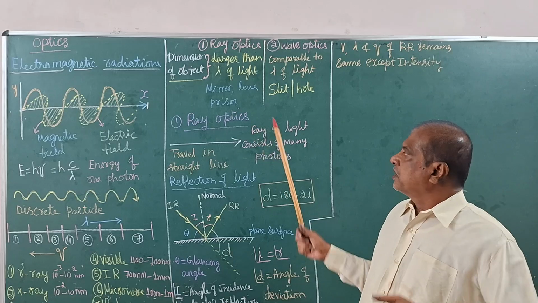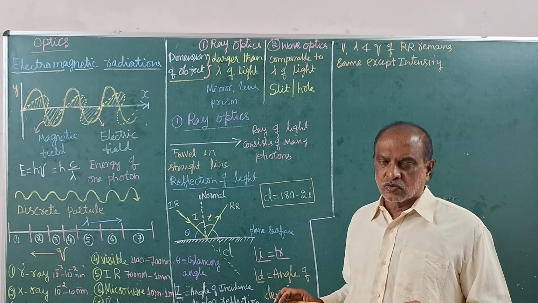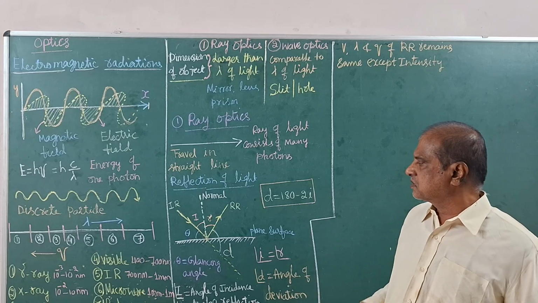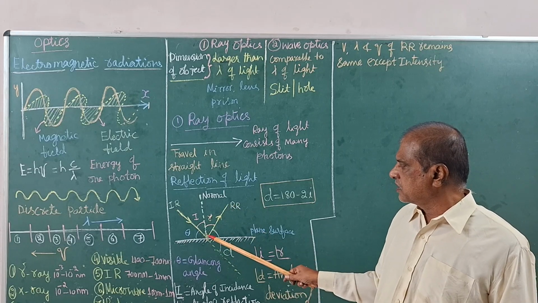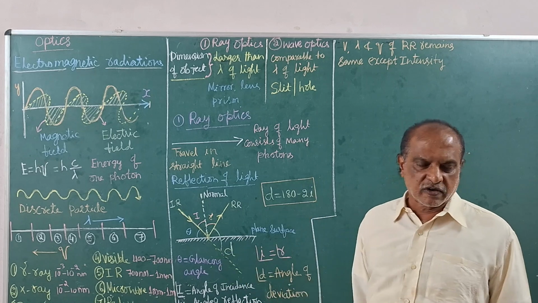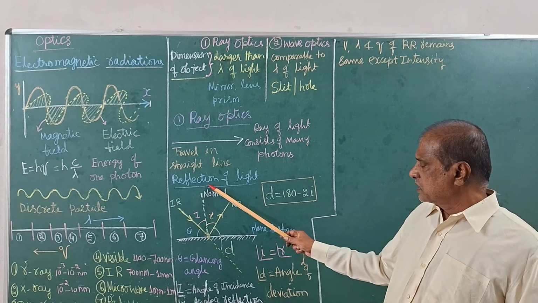In ray optics, mainly we are talking about reflection and refraction. Reflection means going back, light bounces back. Refraction means passing through with deviation. That is called refraction. So what is reflection?